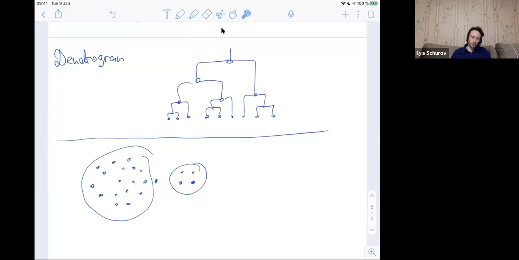But we can measure distance between this point and clusters in a different way. For example, we can find the average of all distances to all points here and all points here. Or we can measure distance between this point and the center of this cluster. And if we measure distance between this point and the center of this cluster, and the distance between this point and the center of this cluster, probably this distance can be smaller than this distance, just because this cluster is smaller.